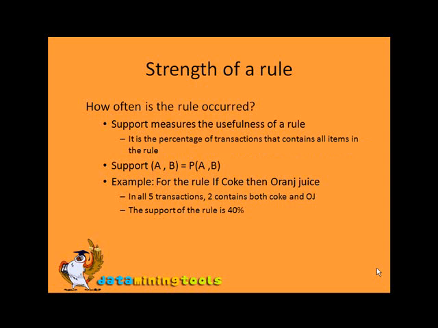How often does the rule occur? Support measures the usefulness of a rule as a percentage of transactions that contain all items in the rule. So support of AB is equal to percentage of AB. For example, for the rule if Coke then orange juice, we have 5 transactions and 2 contain both Coke and orange juice. The support of the rule becomes 40%.